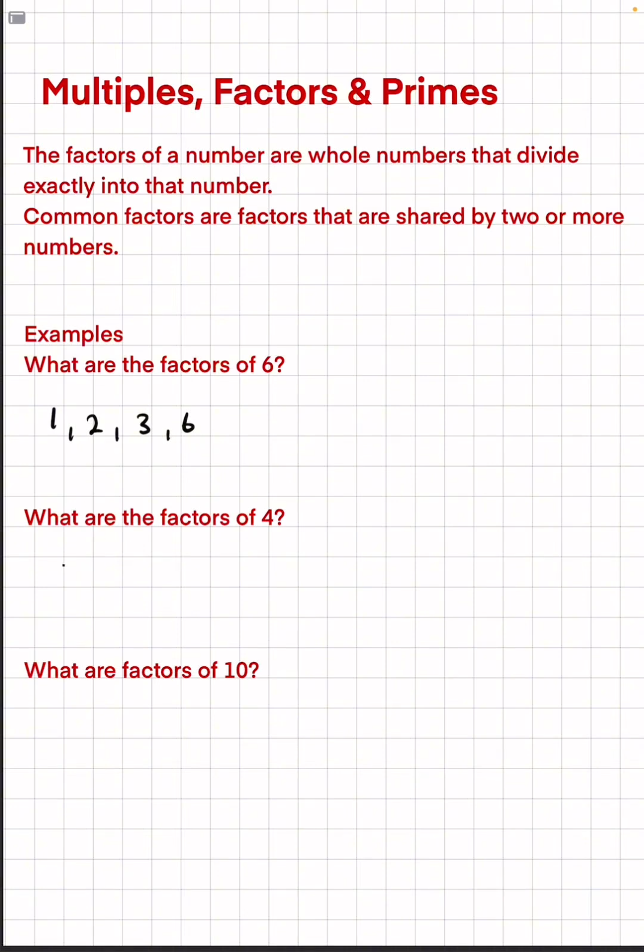The next example says, what are the factors of 4? The factors of 4 are 1, 2, and 4. 4 times 1 is 4, 2 times 2 is 4, and 1 times 4 is 4. The next example says, what are the factors of 10? The factors of 10 are 1, 2, 5, and 10. 10 times 1 is 10, 5 times 2 is 10, 2 times 5 is 10, and 1 times 10 is 10.